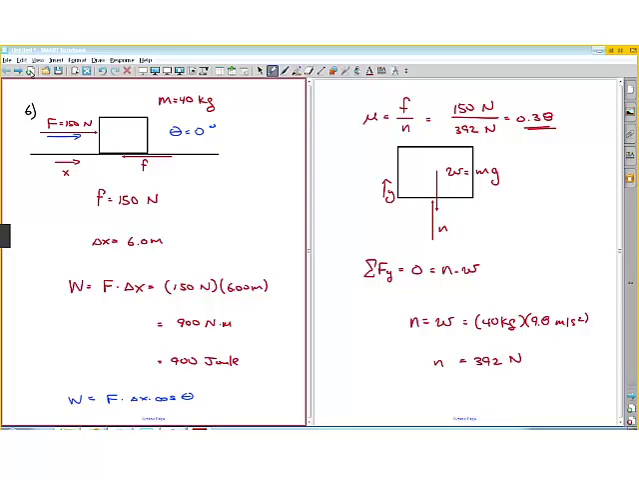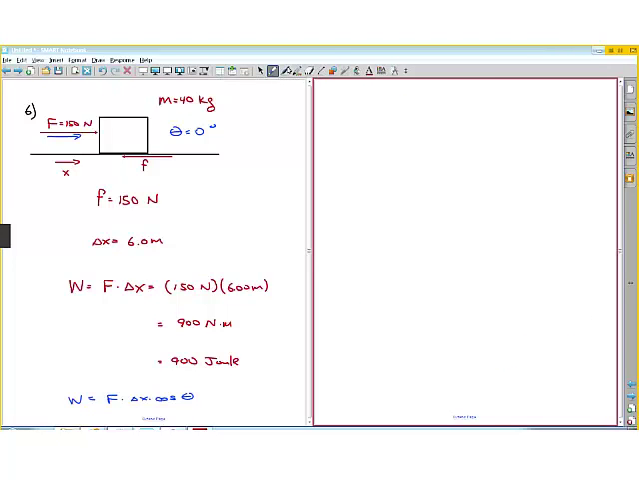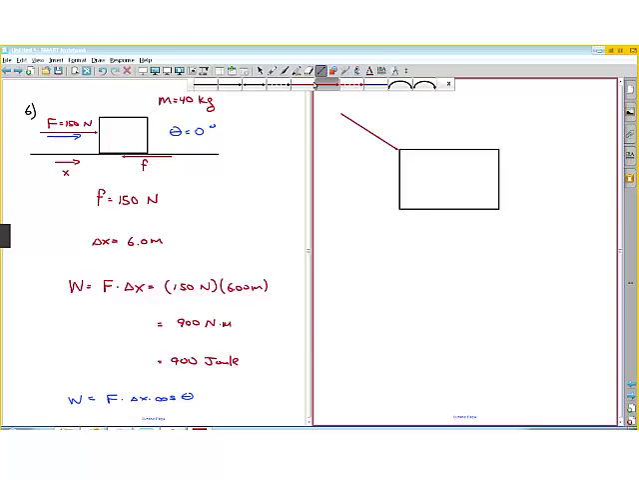Let me add a page so I can explain what's going on here. So if we drew this block in this direction, and then we apply the force like this, and let's assume that it makes a 30-degree angle with respect to the horizontal. So this is 30 degrees. And we displace this thing the same amount, 6 meters. Let's say the force is still 150 newtons, but it's not directed along the movement, but is at an angle.